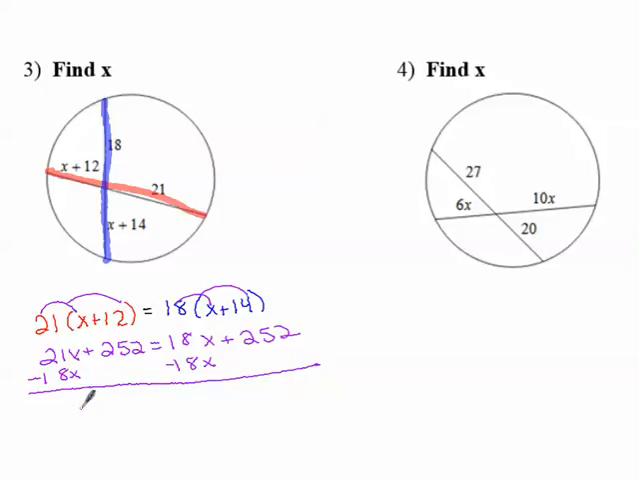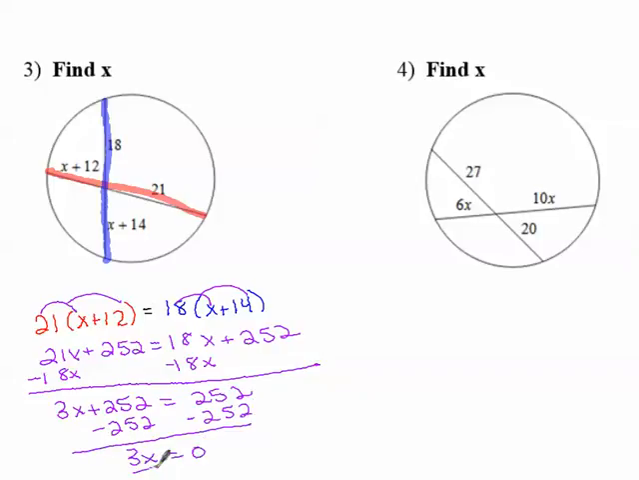I end up with 3x plus 252 equals 252. I subtract 252 and 3x equals 0. So when I divide by 3, x is just going to be 0. Last example. I'm going to start out highlighting again. Highlight one in red and one in blue. I normally do that so I don't get this confused.